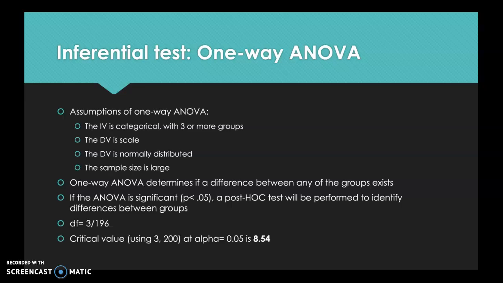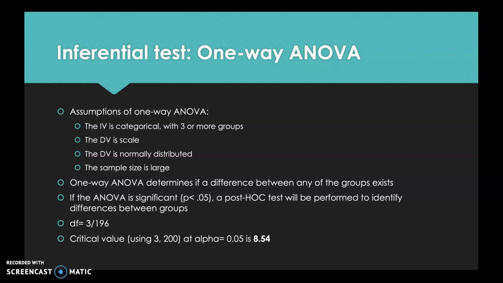The inferential test I used was a one-way ANOVA. The data meets the assumptions, which include an independent variable with 3 or more groups, a dependent variable that is scale and normally distributed, and a large sample size, which again, this data set includes a 200-person sample size. The one-way ANOVA determines if there is a difference between any of the groups.